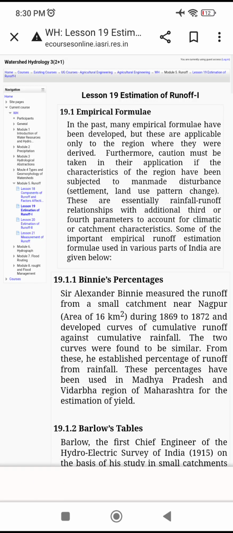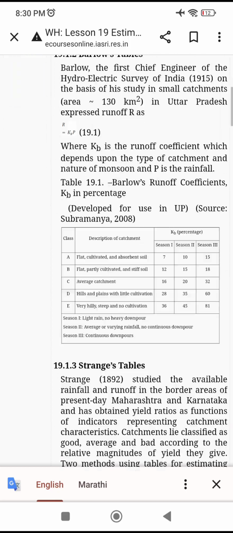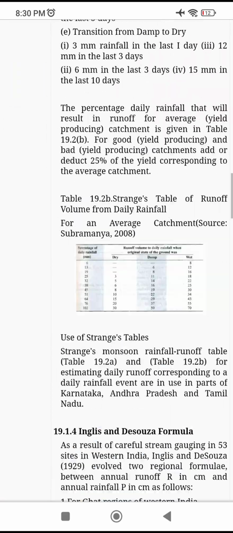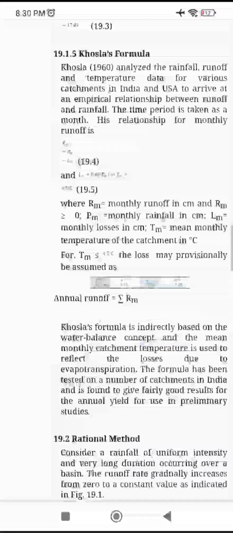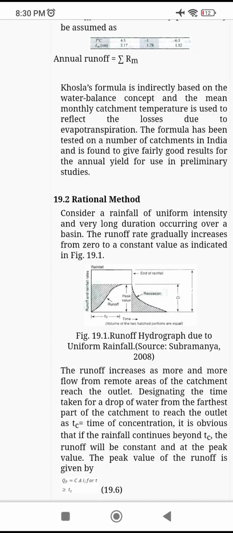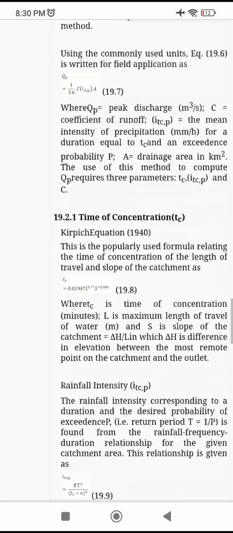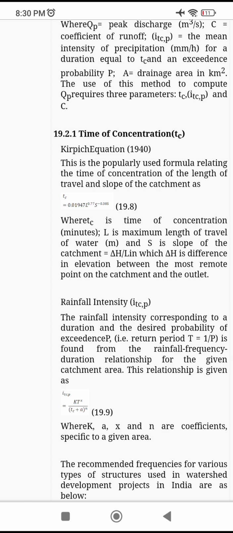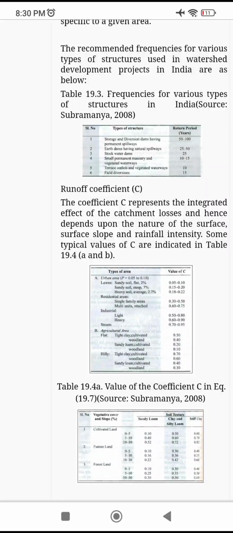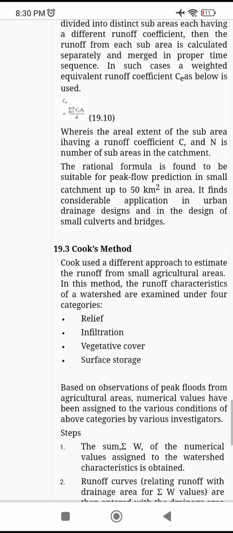Then estimation of runoff. These are some methods for estimation of runoff. So a famous method is the rational method. And time of concentration. What is meant by time of concentration? What is meant by rainfall intensity? What is meant by runoff coefficient? You should know the definition of each of these.